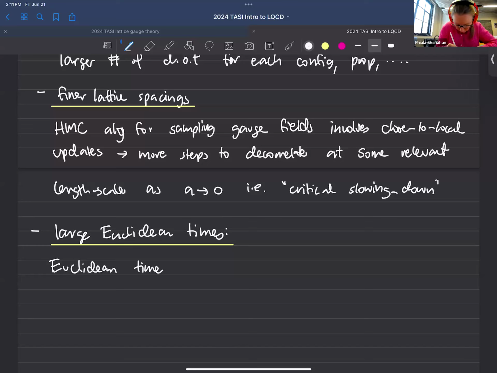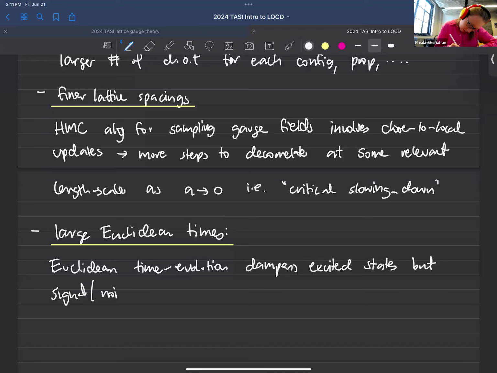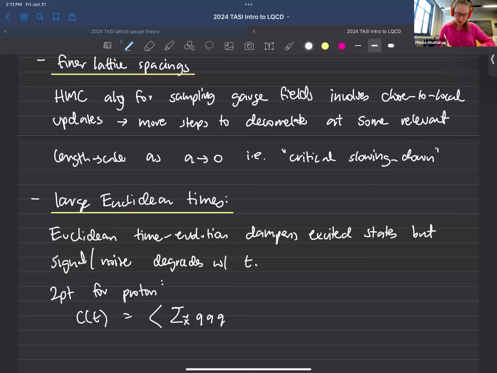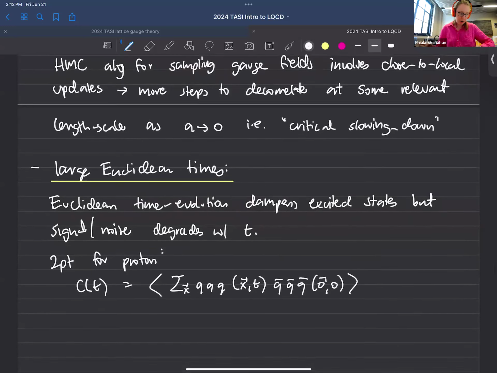The Euclidean time evolution dampens or suppresses excited states, but the signal to noise ratio degrades. An easy place to see this is for the proton. If we look at the proton's 2-point correlation function, and we do this all at a very sketch level, it's going to look something like this. The sum over x is just projecting to zero momentum. There'll be 3 quarks at some position x and t, and 3 antiquarks at some other position, which we'll call 0, 0. We integrate out the quarks.